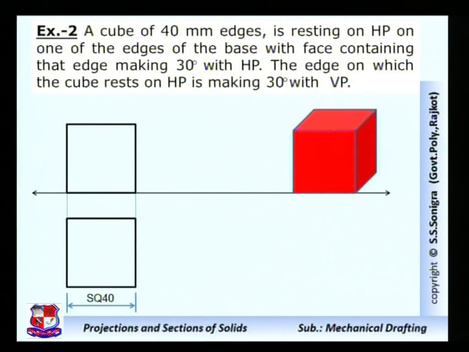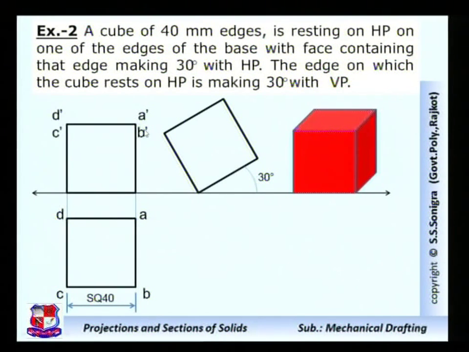the edge makes an angle of 30 degrees with HP. So we have to tilt this square in such a way that it makes an angle of 30 degrees with the XY line like this. Means we have to redraw this square such that this side is inclined at 30 degrees to the XY line. Then insert the dimension, this angle is 30 degrees. Then name the endpoints A, B, C and D, and respectively A dash, B dash, C dash, D dash in the front view. Now take projections from the front view and top view.